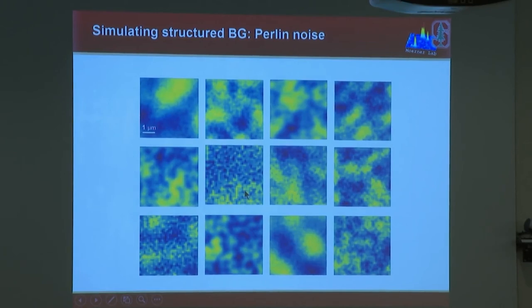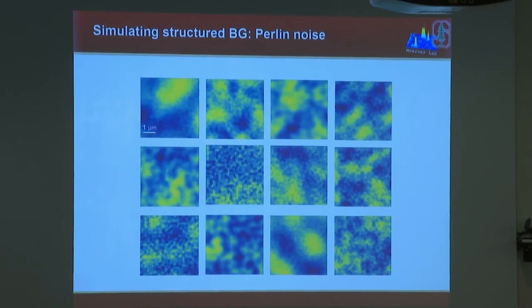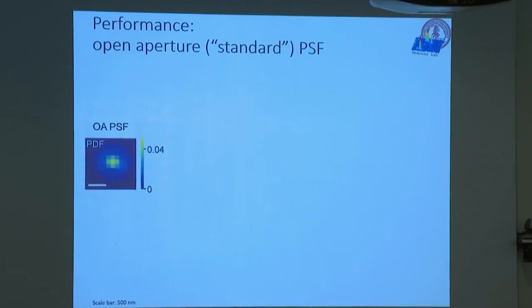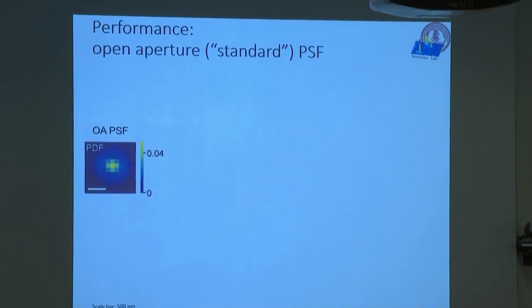So other methods of removing background only work in a limited regime, let's say only low spatial frequency, for example. But these fancy PSFs have much more detail at high spatial frequencies. That's why we have to be able to remove the background at those high spatial frequencies. So let's talk about the performance of this net for an open aperture, or the standard PSF.